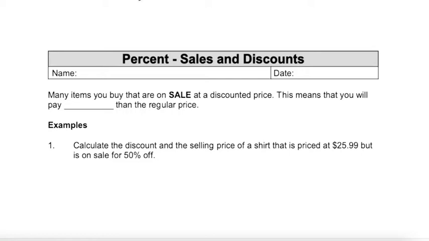Sales and discounts. Many items you buy are on sale at a discounted price. That means you will pay less than the regular price. And that's a good thing.